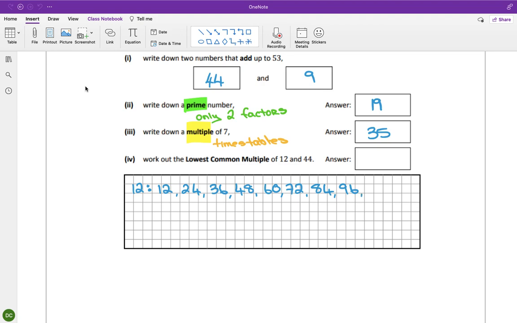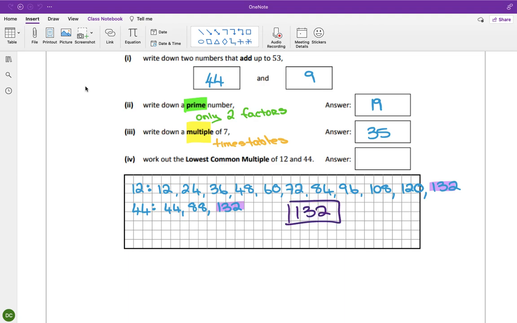I'm going to do my 44 times tables here. So 44, 88, 132. Is 132 in? Continue this: 108, 120, 132. Okay, so there you go. So the lowest common multiple is 132.